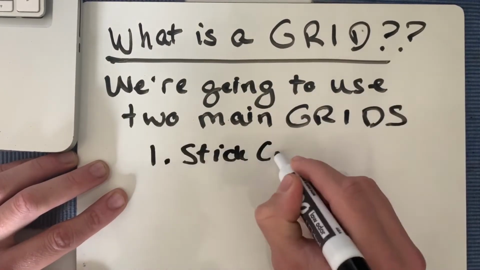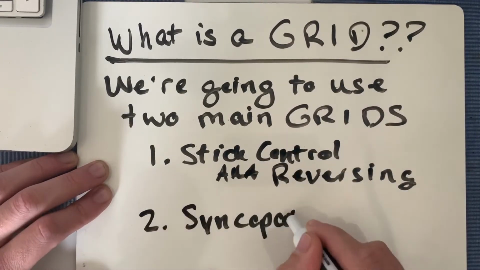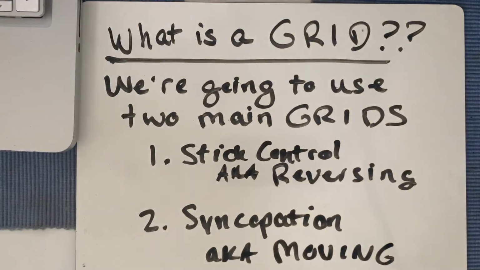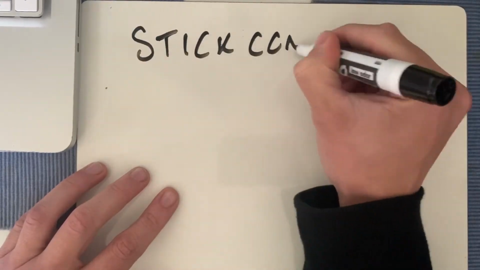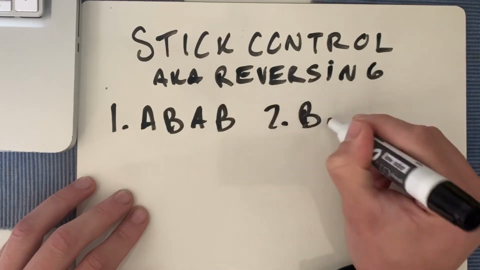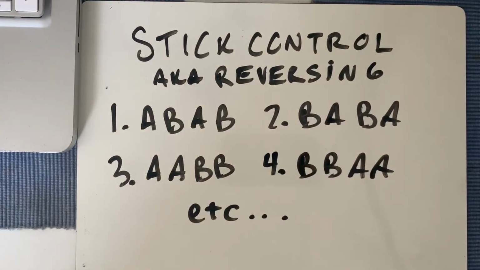The first one is based off of stick control, and what's happening in that is reversing. And the second one is based off of syncopation, and what's happening in that is moving. So let's check them out. In stick control grids, we have a pattern, and then we flip it backwards. Then we have a new pattern, and we flip it backwards.